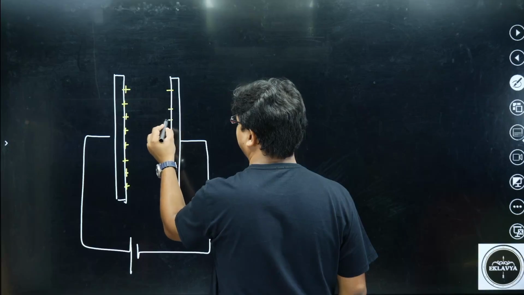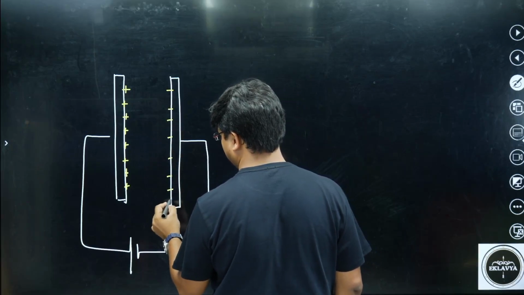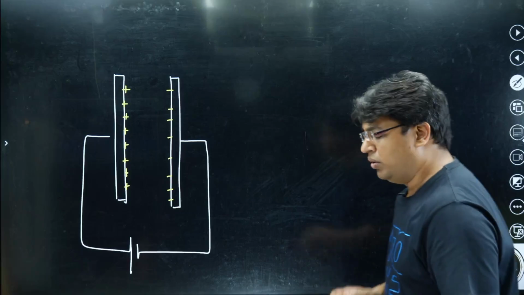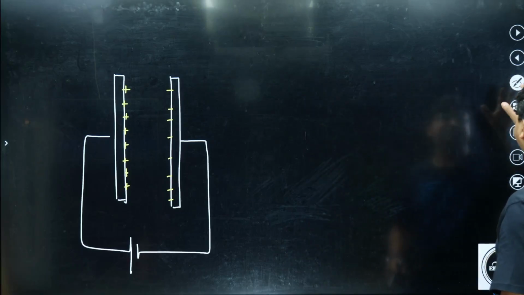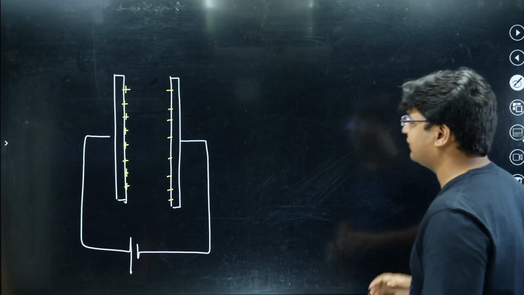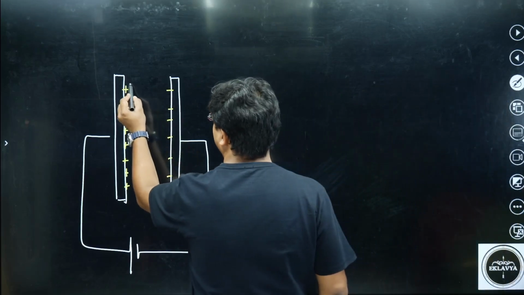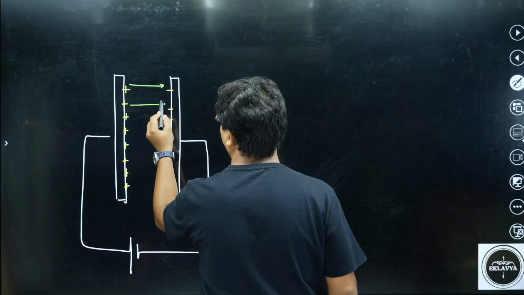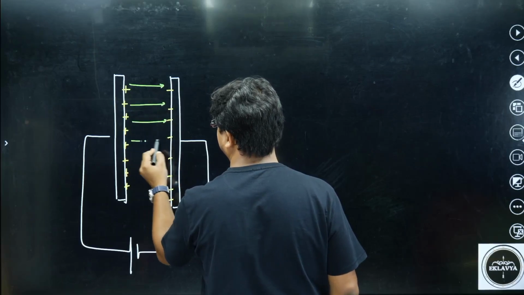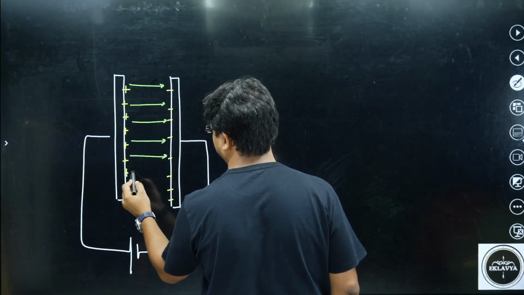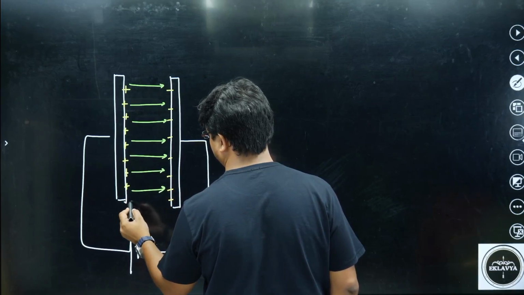Same value of negative charge came here. Okay. And there were electric field lines here. I'm ignoring fringing. So there would be electric field lines here, like this. Okay.